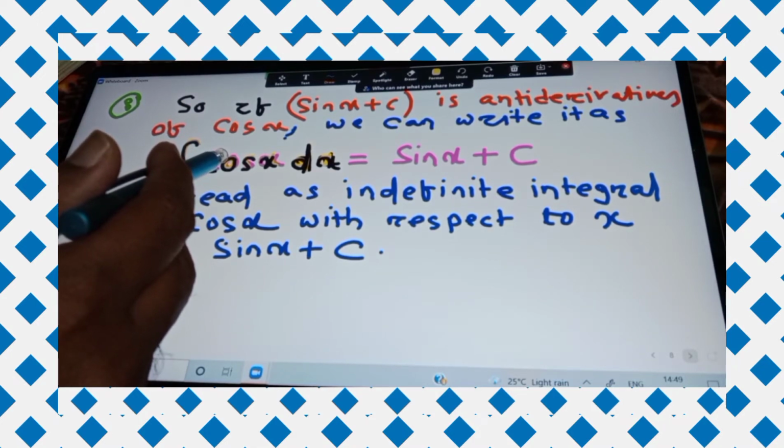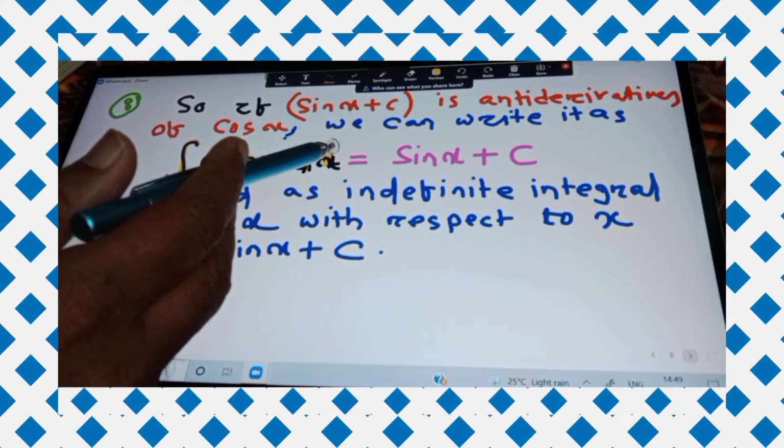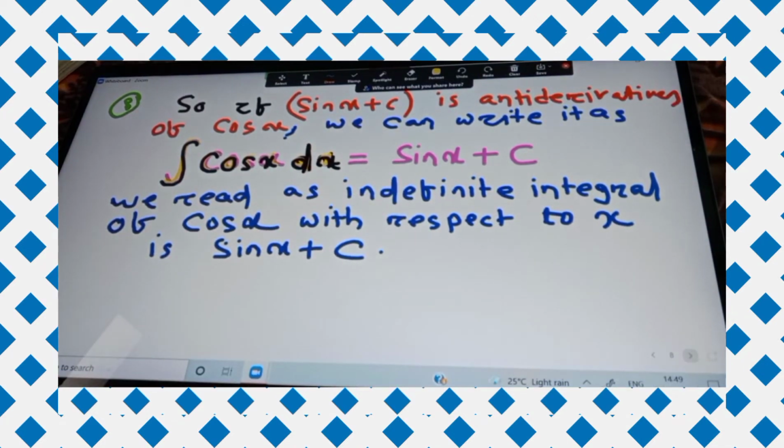So the antiderivative of a function cos x does not have a unique value. It has infinite number of antiderivatives or primitives. Thus, there are infinite number of antiderivatives. That's why integration of cos x dx is equal to sin x plus c. So sin x plus c is known as the family of antiderivatives.